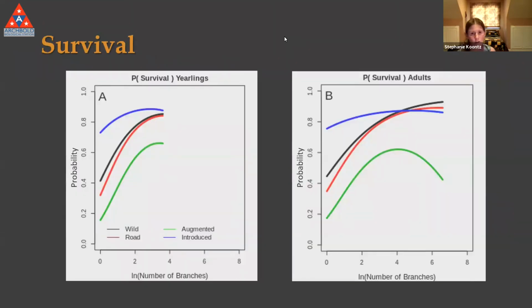So first, we're going to start off with survival, and I'm going to walk you through these graphs. Remember, these are predicted curves. They're based on our real data, but they're not showing the real data on this figure. And so what we have is we modeled yearlings and adults separately. We expected first-year recruits to act differently than established adults based on the environmental conditions for that year.